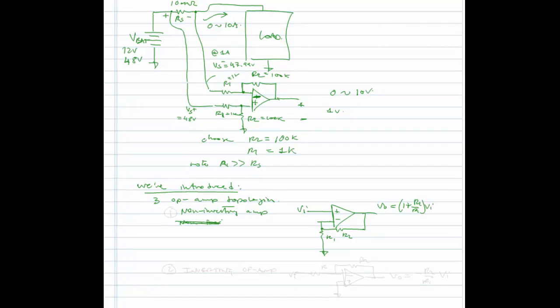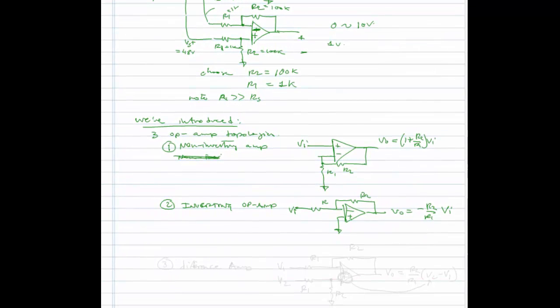We have the inverting op-amp, and that one is like so. And here VO is equal to minus R2 over R1 times VI.